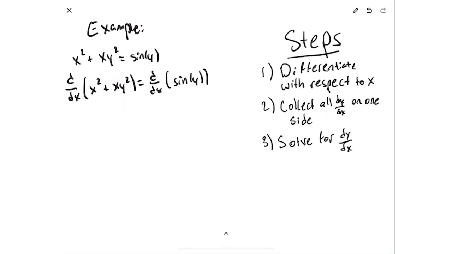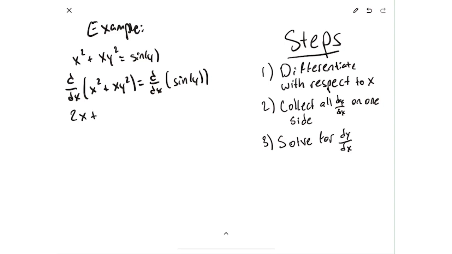With the information we learned from the previous slide, we're going to complete an example here. The steps we're going to be following are on the right-hand side, where first we're going to differentiate with respect to x, then we'll collect all dy/dx to one side and solve. I've already written out that we're taking the derivative of both sides with respect to x. So here, the derivative of x squared will be 2x.